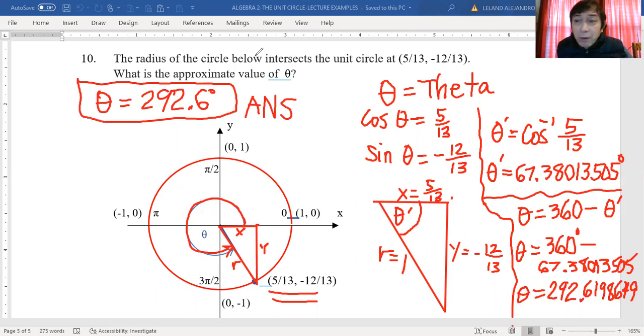So this is it for our number 10. This is our last number. I hope you were able to learn from the examples and discussions in the first screen. So try to memorize the unit circle, so that it will be easier to do assignments and quizzes.